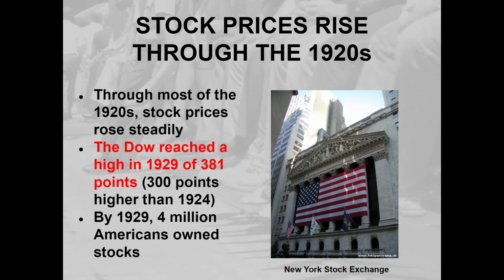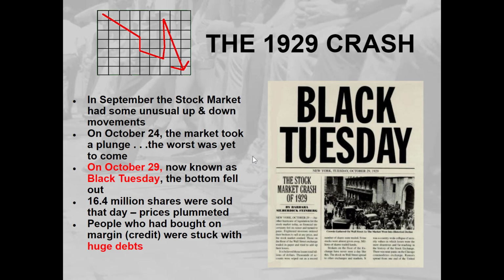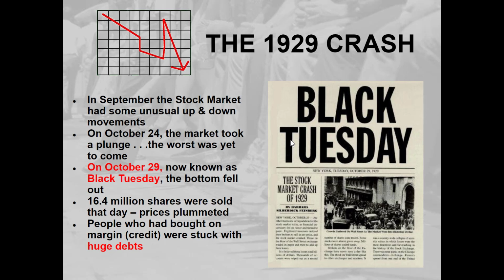But during the 20s, stock prices rose. That's a decent thing. That's a good sign of the economy. However, when it gets to a point where it's sort of unregulated, meaning it's hard to regulate, then it becomes a problem, okay? By 1929, 4 million Americans owned stocks. That's pretty significant when you look at the population of America at the time. All right, so then it crashes. Black Tuesday. I think I said Black Monday earlier. Okay, Black Tuesday. And this is the day that it finally happens.